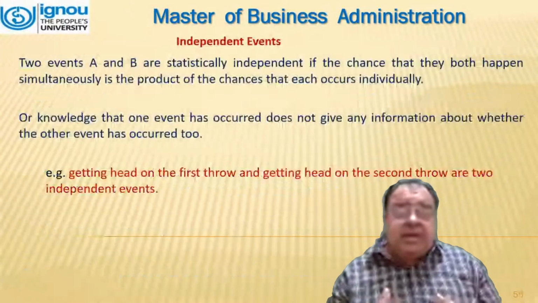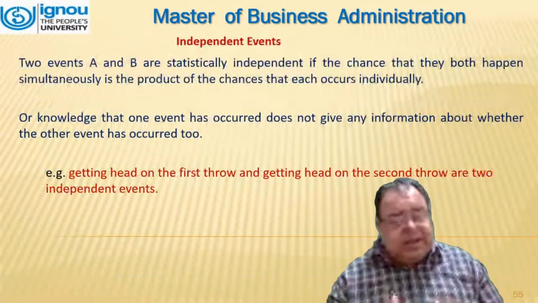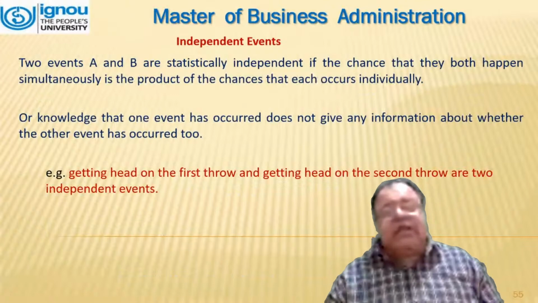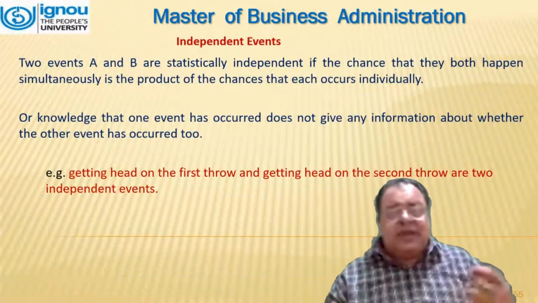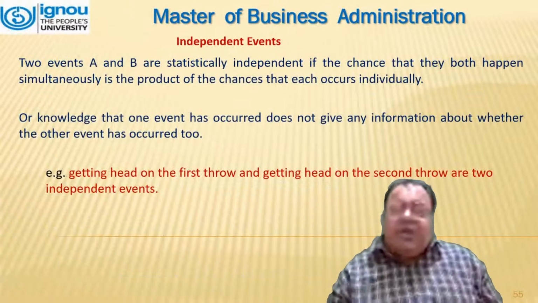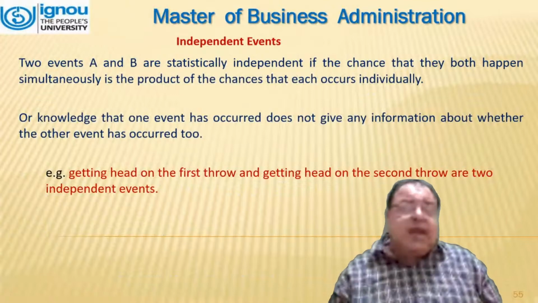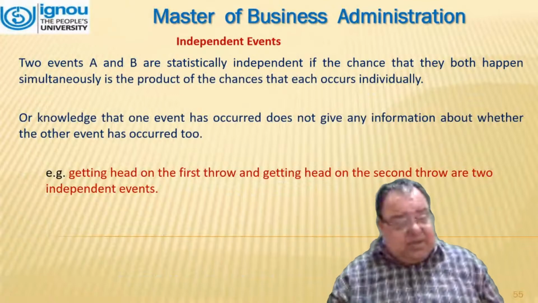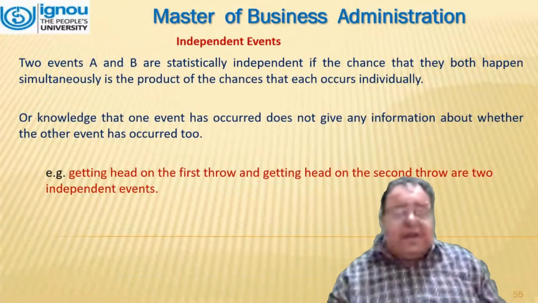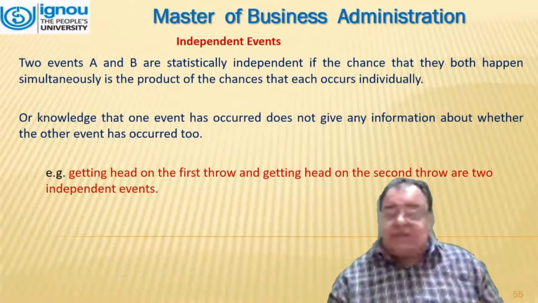Then comes your independent events. Two events, A and B, are statistically independent if the chance that they both happen simultaneously is the product of the chances that each occurs individually, or knowledge that one event has occurred does not give any information about whether the other event has occurred or not. This can be understood by taking an example. Getting a head on the first throw and getting a head on the second throw are two independent events. So they are not interrelated.